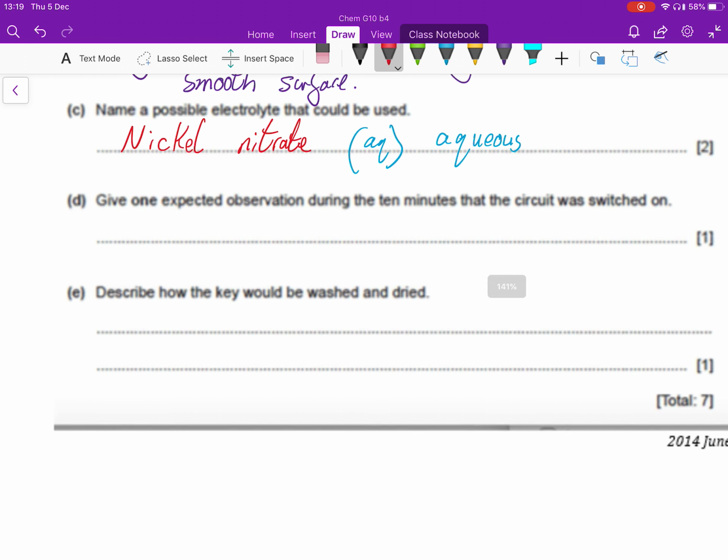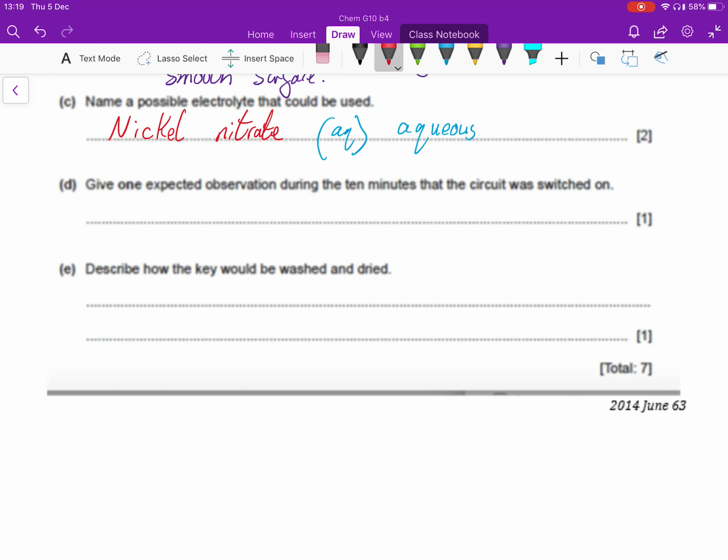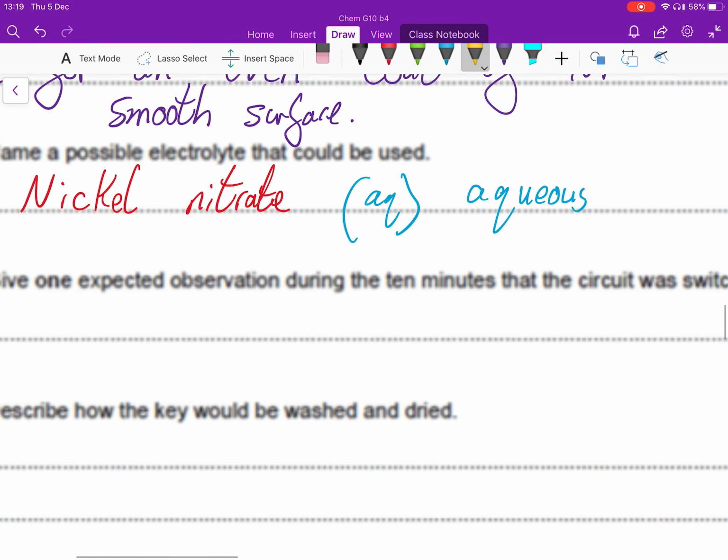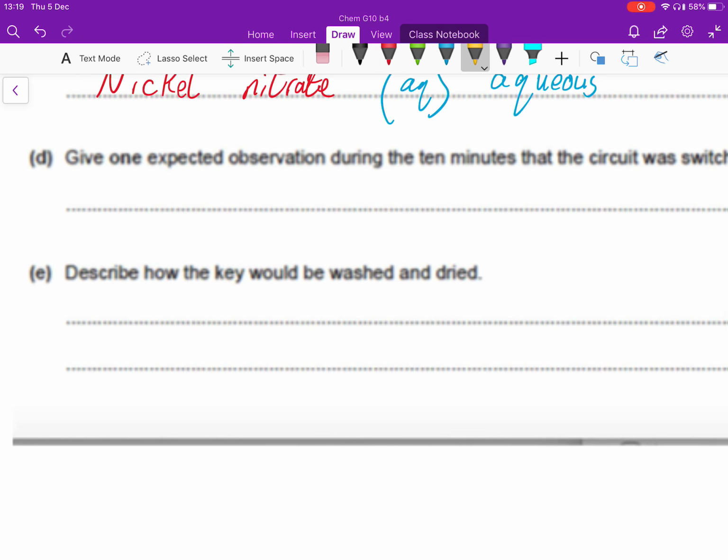Give one expected observation during the 10 minutes that the circuit was switched on. Well, if we look at the diagram, you should be able to see the light bulb, and if electrolysis is happening, then we're going to see the light turn on.